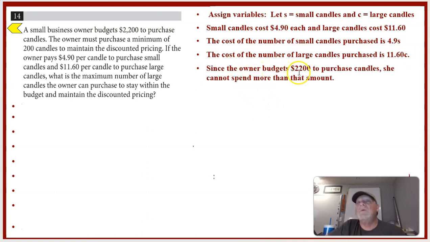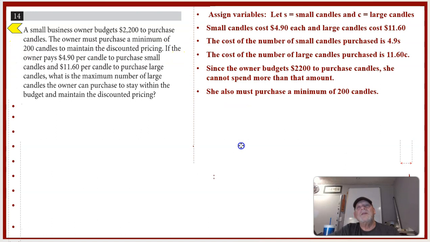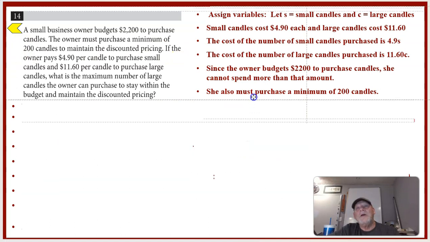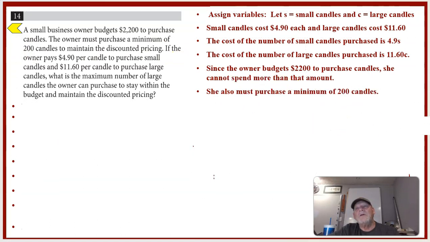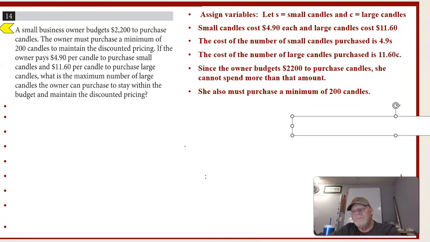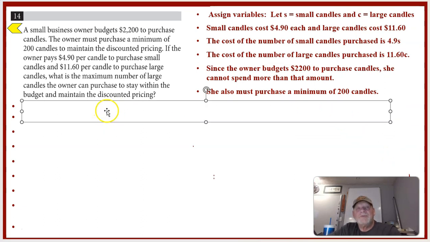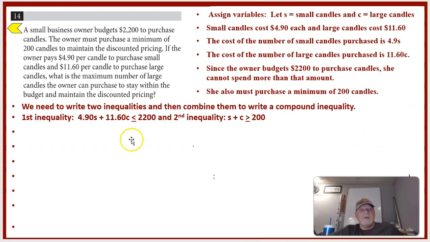Since the owner budgets $2,200 to purchase candles, she cannot spend more than that amount. And remember, it has something to do with 200. 200 is the minimum. All right. So now we can write inequalities.